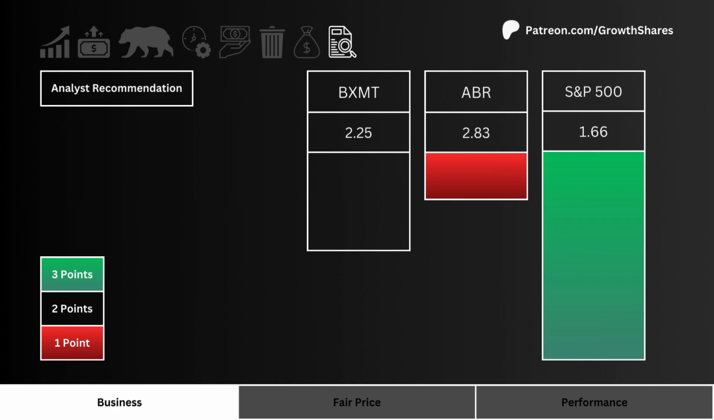Eighth, we look at analyst recommendations. Which stock do Wall Street analysts favor the most? We prefer a stock that has a strong buy consensus. The most points are given to the stock closest to a 1 rating.